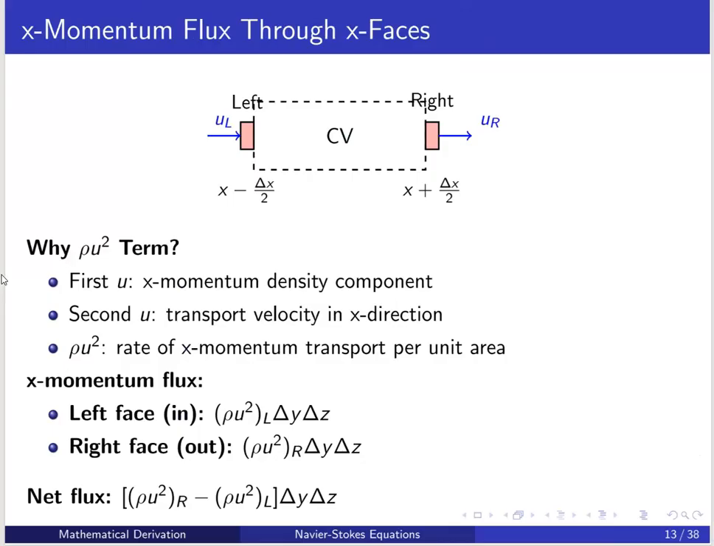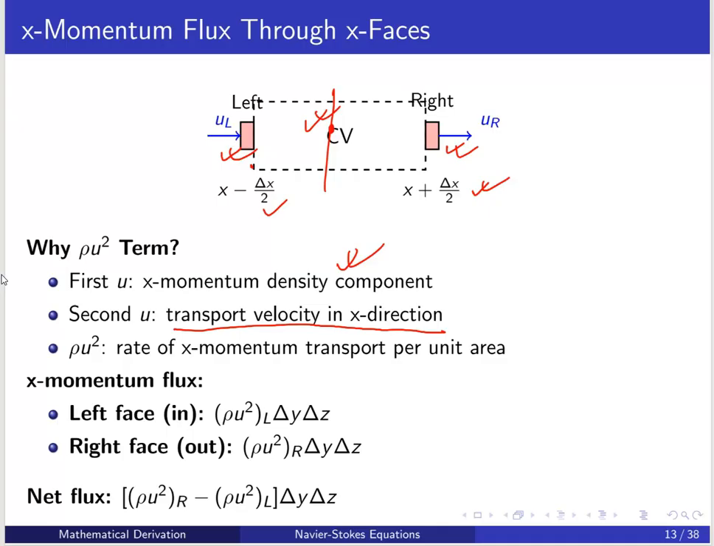Now here is the x momentum flux through the x faces. Here is the control volume. This is the left face and this is the right face. Everything is at the center. So the left coordinate is x minus Δx by 2, and the right hand side coordinate is x plus Δx by 2. In ρu², the first u is the x momentum density component, and the second u is the transport velocity in x direction. So remember that the first u is the momentum density component, the second u is the transport velocity in x direction.